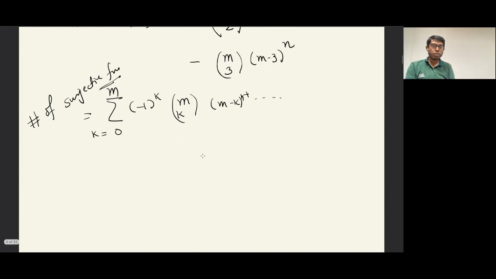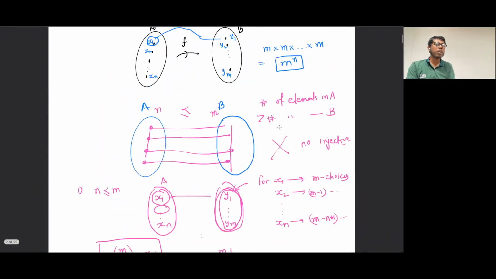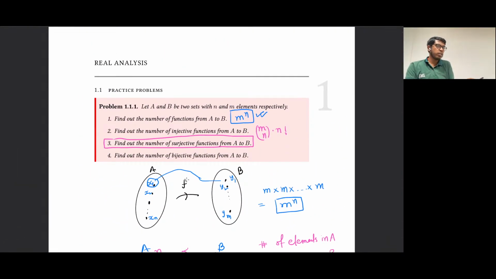So I hope this problem is okay. And now the last is the number of bijective functions. When we have a bijection between two sets, the two sets must have the same number of elements. So m has to equal n. Now if m equals n, since they are finite sets, if you have an injection, that is also a bijection because the number of elements is the same. So the number of bijective functions is the same as the number of injections.